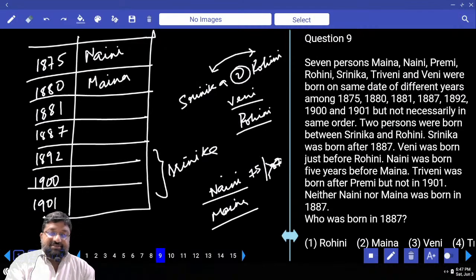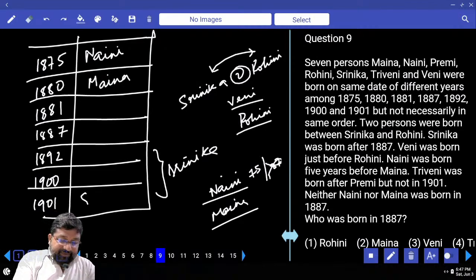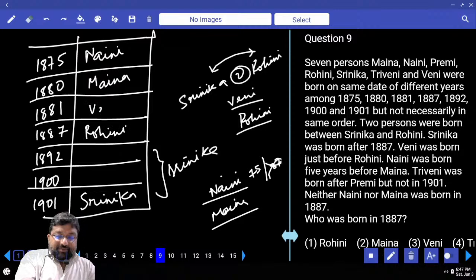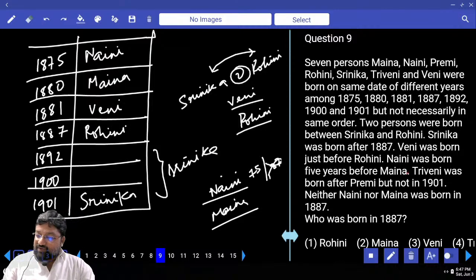What should I do with Srinika? Srinika has how many chances? 3 chances. Let me explore the first option for Srinika. How many people? 2 people. 1, 2. This is Rohini. Immediately before Rohini is Vaini. There is 1 point here.